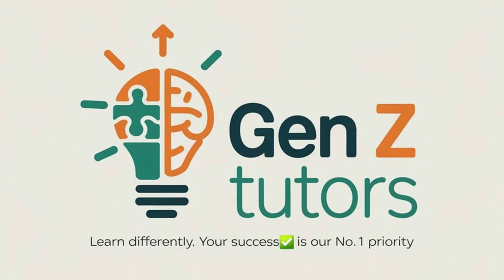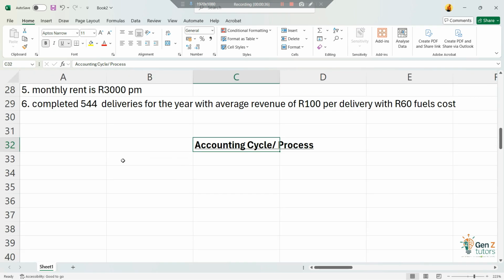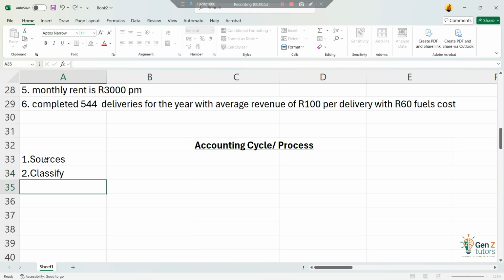So now we'll be talking about the accounting cycle, and what you have to remember about that accounting cycle is that number one, you will be dealing with the source documents. That's where all transactions will be coming from. Then from the source documents, you shall start classifying your transactions and classify them as either assets, income, liabilities, or owner's equity, and expenses and stuff like that.